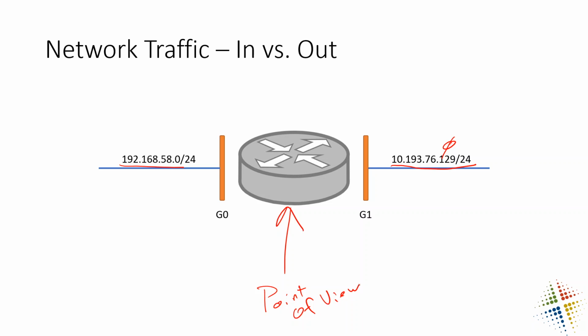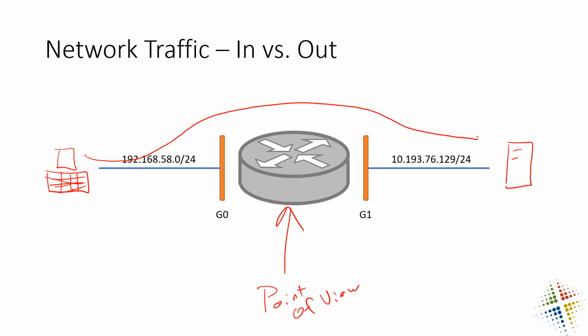So what do I mean by that? Well, let's say we have traffic. Let's say we have a host over here on the 192.168.58.0 network, and he wants to access a server over here. So what happens is the traffic comes this way, right? He goes from his network into G0 and then out of G1. So it's in from G0 and then out from G1.